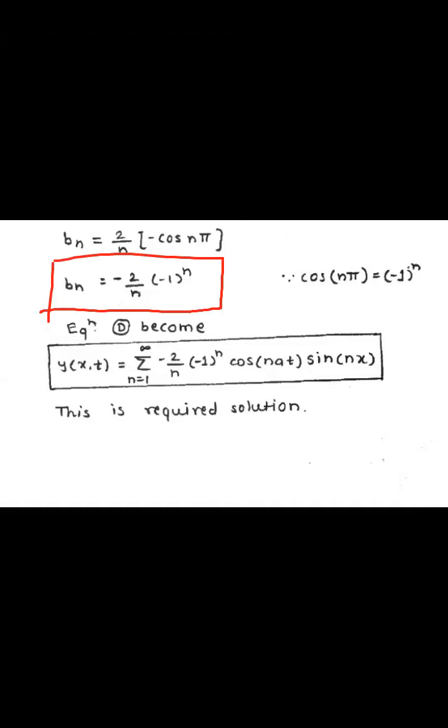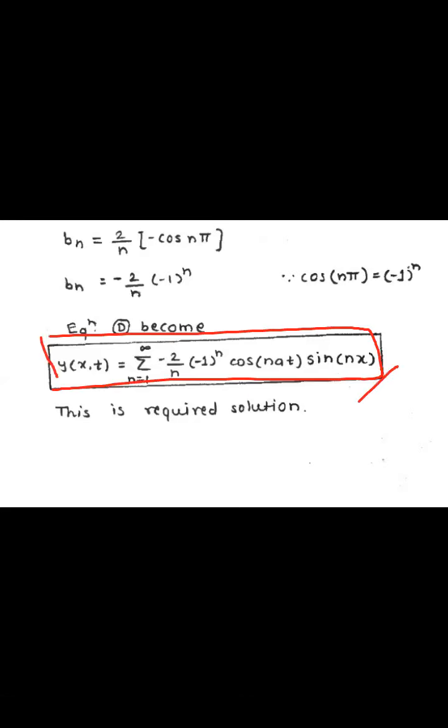Now put this bn value into equation D. So we obtain y(x,t) equal to the summation, and put here the bn value, minus 2 upon n, (-1) raised to n, and cos(nat) into sin(nx). So this is the required general solution of the wave equation.